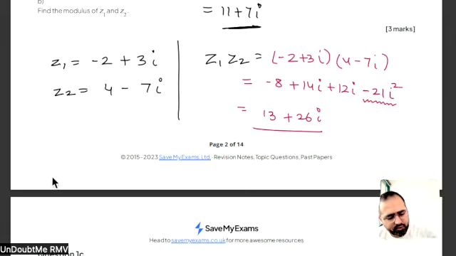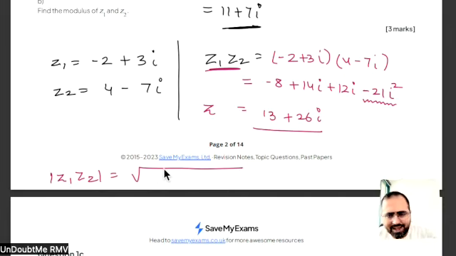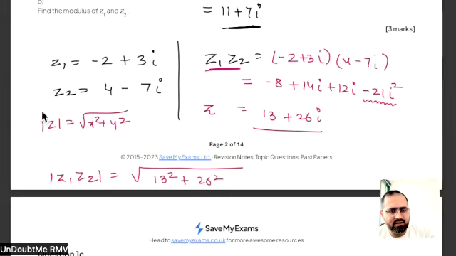Now let's say we have to find the mod of this. The product of Z1 and Z2 is also a complex number, some complex number only. So if I want to find the mod of Z1 Z2, we just take it the same as the modulus or magnitude of a vector, which will be equal to the square root of 13 square plus 26 square. The modulus of a complex number x plus iy is the square root of x square plus y square. You can do this using a calculator also, and you can write the answer.